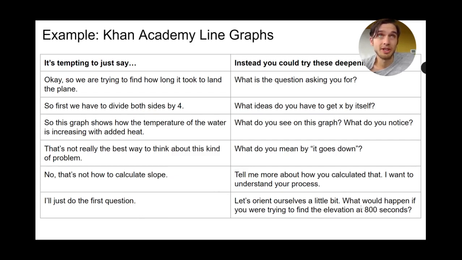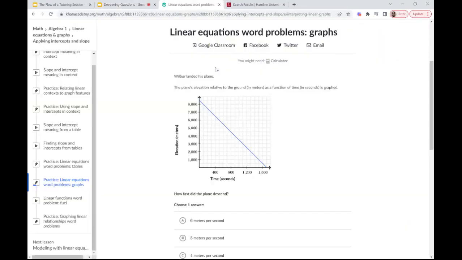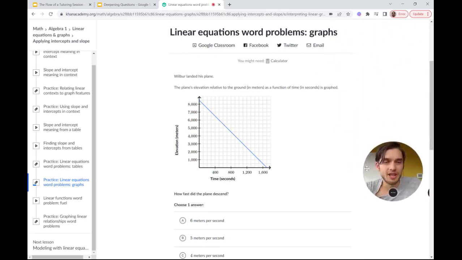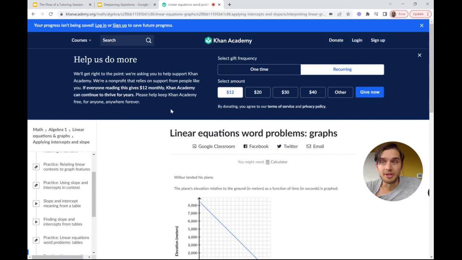If you're looking at a complicated example, maybe break it into a smaller or simpler example and ask the question, what would happen if this was the scenario? Because that can orient them to the type of question without the complexity of the question. So without further ado, let's tackle this Khan Academy question. Now, this is Khan Academy.